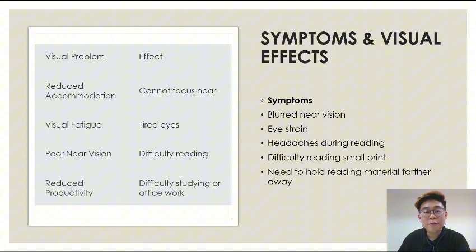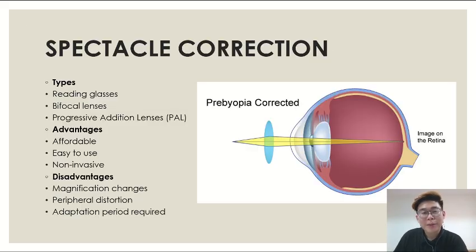Here let me look into symptoms and visual effects. Common symptoms of presbyopia include blurred near vision, headaches, eye strain, and difficulty reading small print. Many patients also need to hold reading material far away. So these symptoms may reduce productivity and cause visual fatigue during near work. And we can look at the table. Usually, with visual fatigue we will have tiredness, poor vision, difficulty, and reduced productivity, and especially accommodation difficulty.